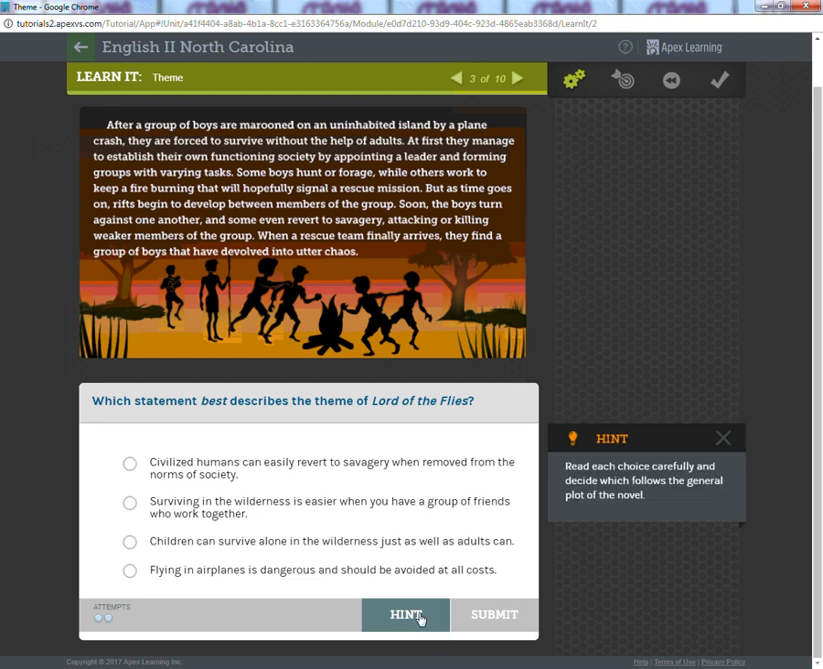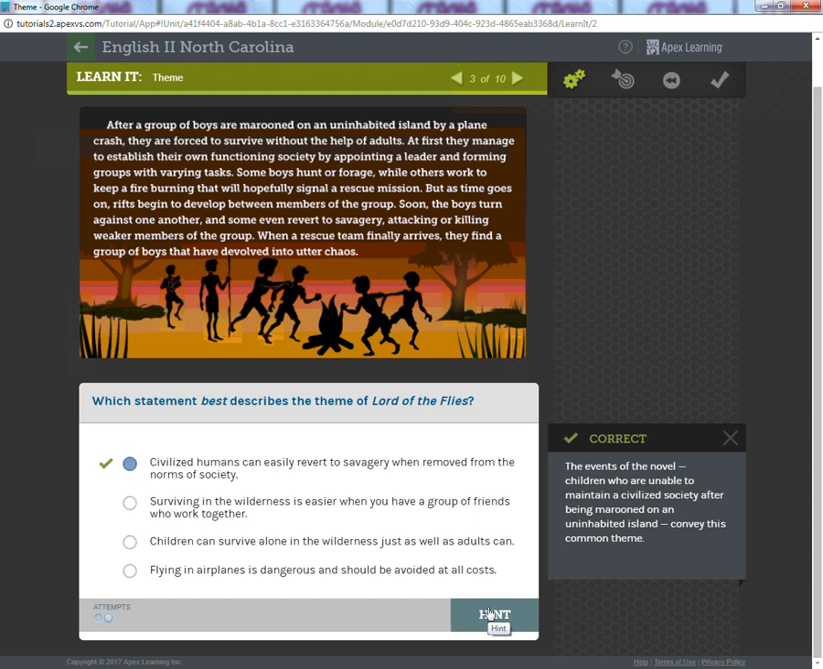Let's give you a hint. Read each choice carefully and decide which follows the general plot of the novel. Because remember, authors use plot and characters to develop the theme. So, which theme is most developed by the plot of the story? Very good. If you chose A, you chose correctly.